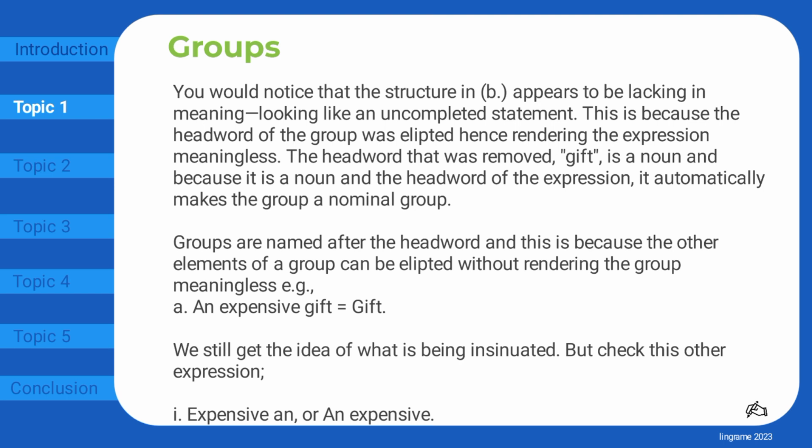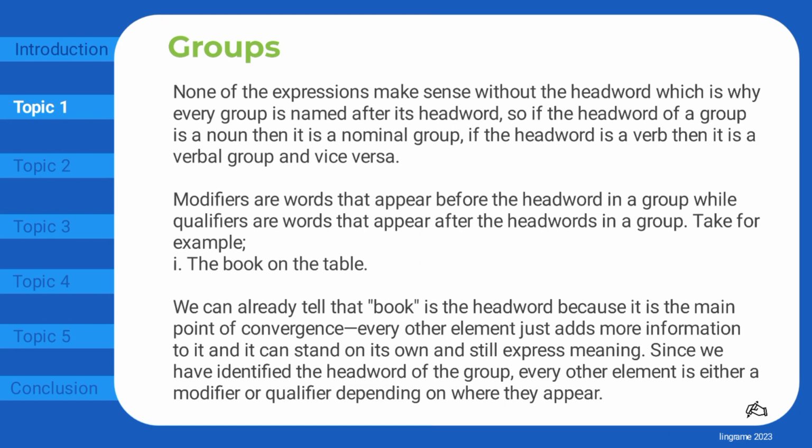Groups are named after the head word, and this is because the other elements of a group can be ellipted without rendering the group meaningless. For example, an expensive gift. We still get the idea of what is being insinuated. But check this other expression, expensive or an expensive. None of the expressions make sense without the head word, which is why every group is named after its head word. So if the head word of a group is a noun, then it is a nominal group. If the head word is a verb, then it is a verbal group, and vice versa.